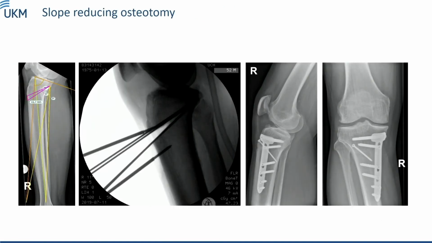This is one option to perform a slope-reducing osteotomy. After proper planning, we do an infratuberosity slope-reducing osteotomy. By doing so, we can also correct a mild or some degrees of varus and valgus malalignment. And we usually use angle-stable locking plates as shown in this image here.